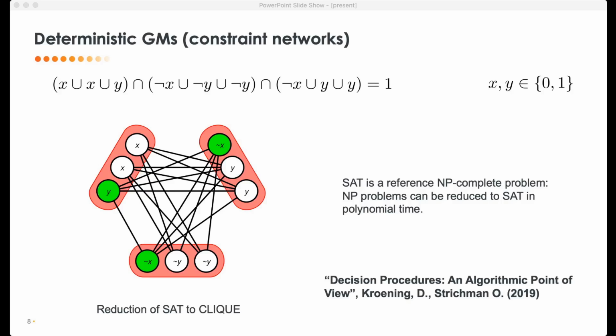I would like also to recommend this book of Kroening and Strichman for a very good introduction into constraint satisfaction problems.